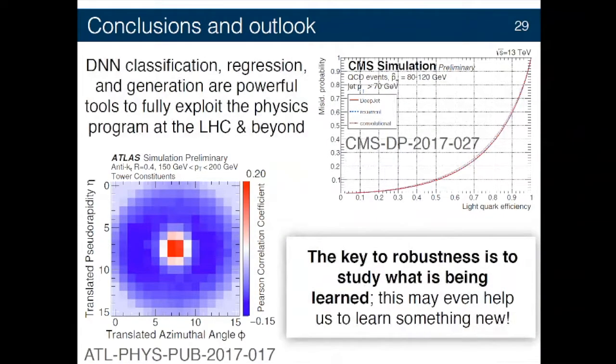I hope I've convinced you that deep neural networks, at least for some of the examples I've shown, can be a powerful tool for classification, regression, and generation. And there are many more examples I wasn't able to show, but I hope you'll look at some of the backup slides and attend the other talks this week.